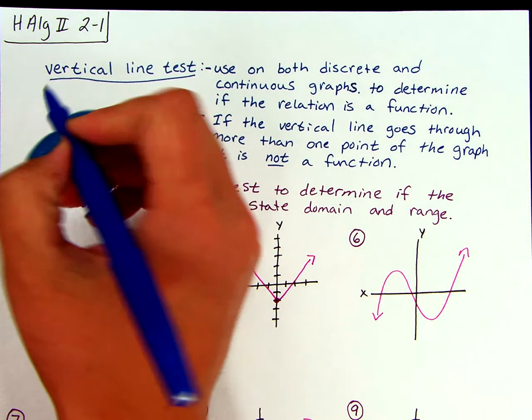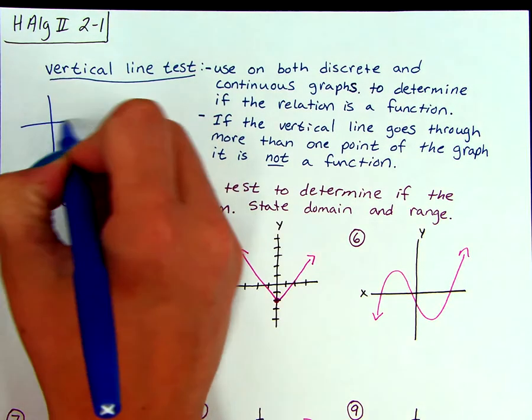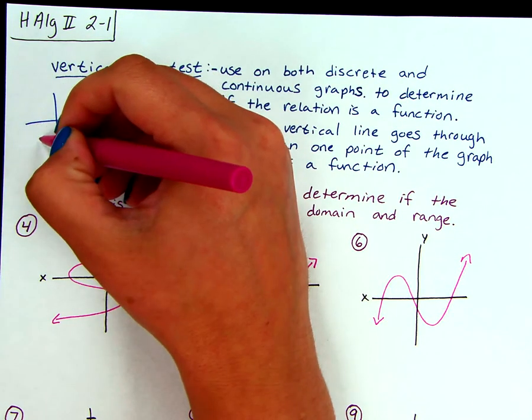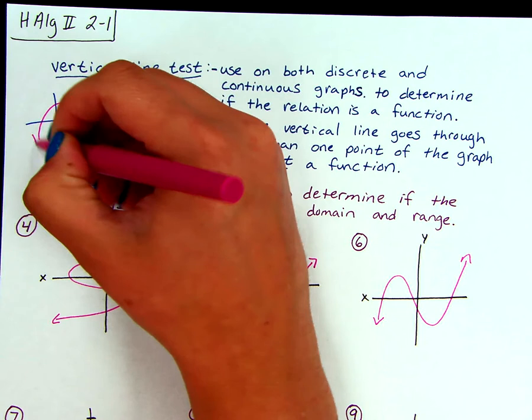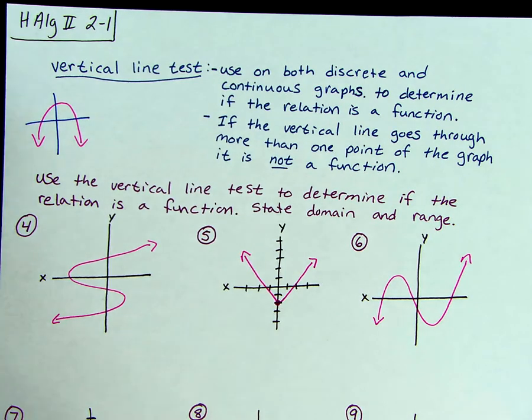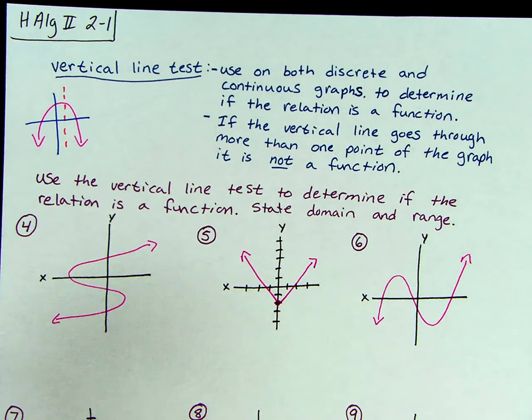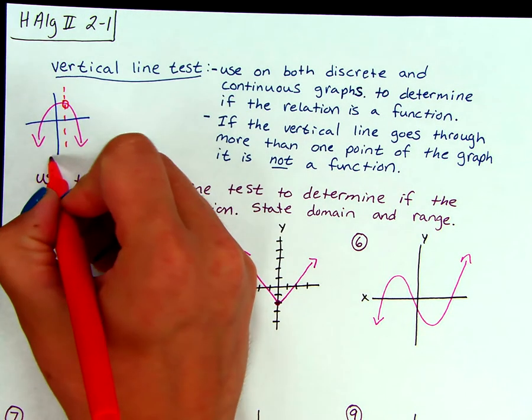Okay, so let's do an example real quick. So let's say we had a graph that looked like this. Let's make it just kind of an upside down U this time. If I can take and draw a vertical line through it, and it only goes through once, right about there, this is a function.